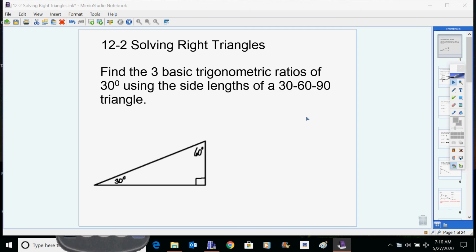And what is solving a right triangle? Why is that useful, you might ask? Well, when you solve a right triangle, you're finding any missing pieces of the right triangle, anything that you don't know. You're going to be able to find missing lengths and missing angles. Why that's useful is that things can be measured that you can't necessarily get to.